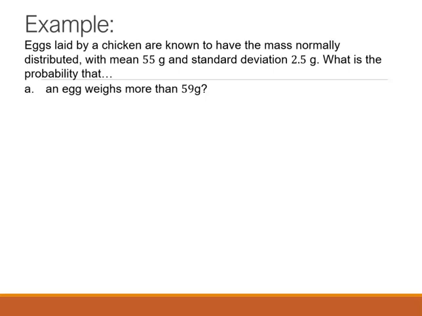All right. Let's get into something where setup matters a little bit, because it's a story problem now. Eggs laid by chickens are known to have a mass that is normally distributed, with a mean of 55 grams and a standard deviation of 2.5 grams. What is the probability that an egg will weigh more than 59 grams?